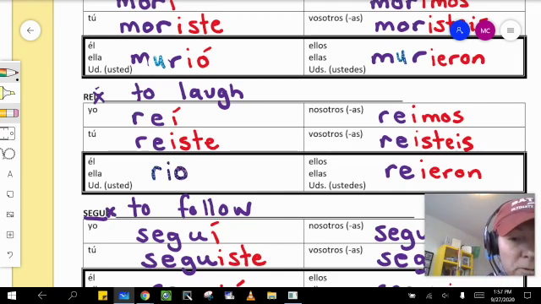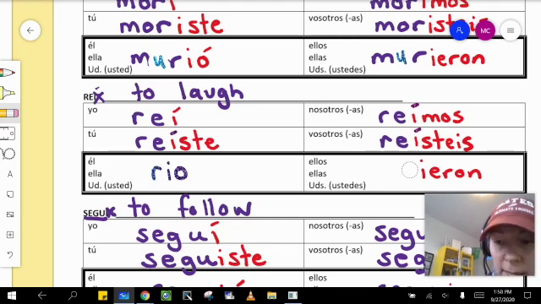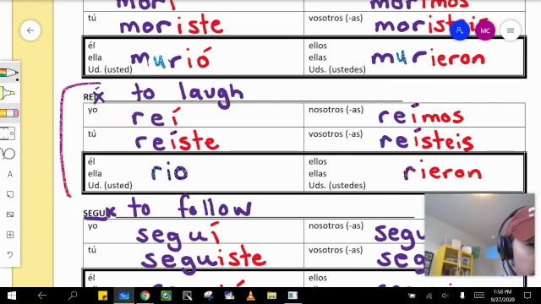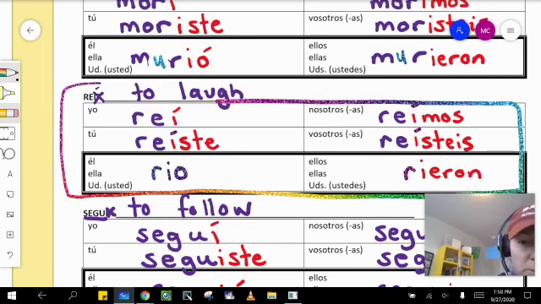However, reíste takes on an accent in the I. Reímos, reístes, and this E becomes an I, but they don't want two I's in a row. So my Ellos form is simply rieron. Okay, this one I want you to know about. I'm not going to overly test you on this because there are so many exceptions to the rule, but it is an important one to know.